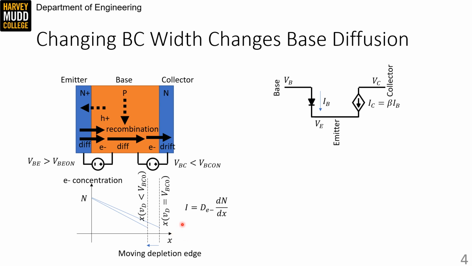This affects the total current through the base, which is set by Fick's law as electrons diffuse from one side to the other. So we have the diffusivity of electrons times the rate of change of the concentration gradient. And base width modulation, which is the term used to refer to changes in the length of the base as the bias on the collector base junction changes, will change the total size of dx, which in turn changes the current through our BJT.